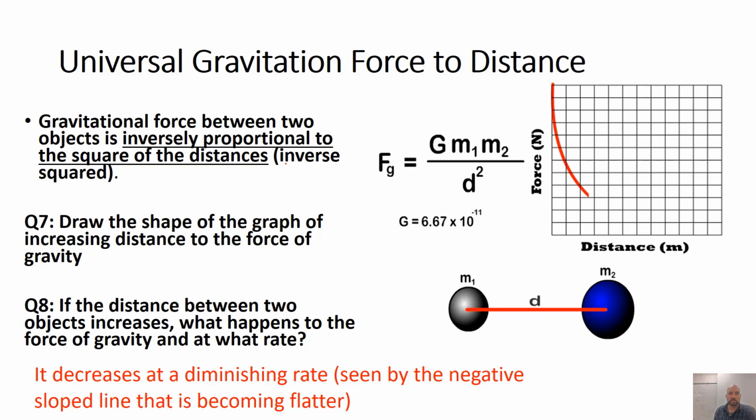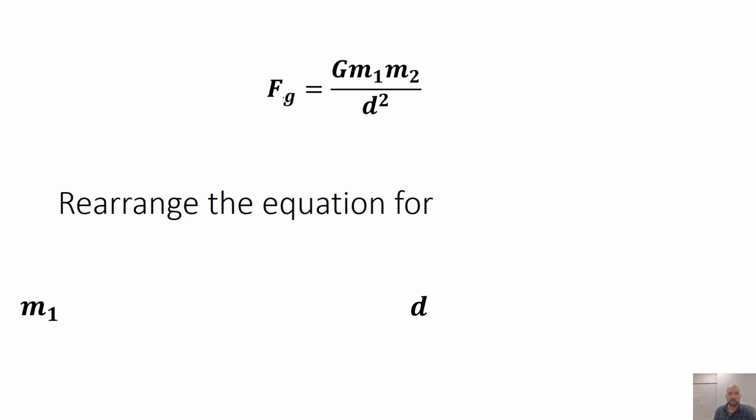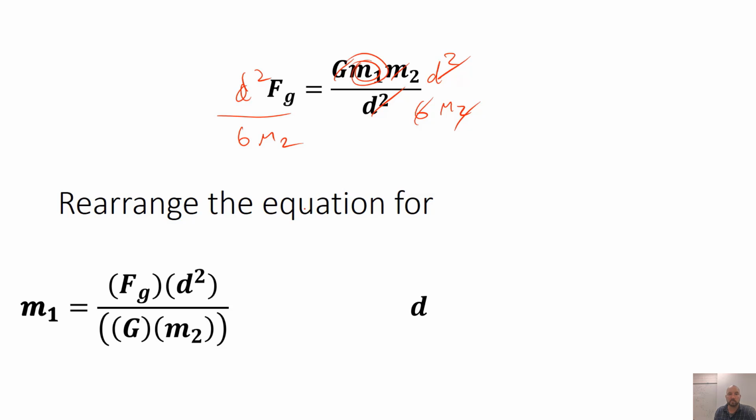You should be able to rearrange the equation. So if I want to rearrange this equation for M1, I want to keep M1 on top, so I just want to get rid of everything else. I'm going to multiply D squared out from both sides. That's going to get rid of that part. I'm going to divide out the G and the M2. And so when that's all done, the G's cancel out, the M2's cancel out. I'm left with M1 equals FG times D squared over G times M2.